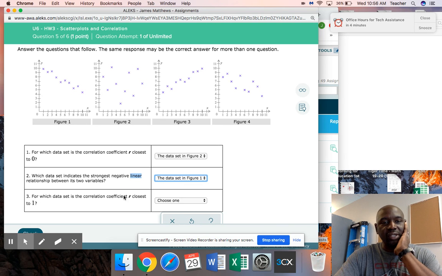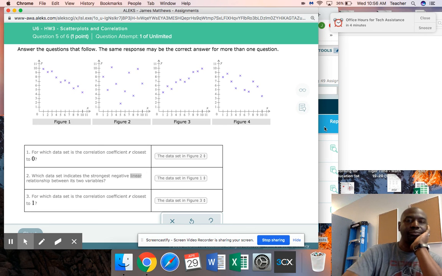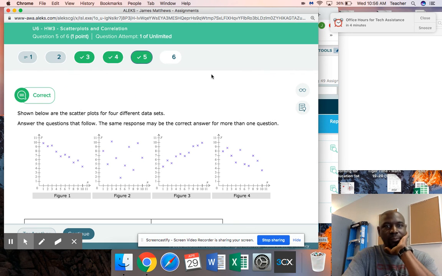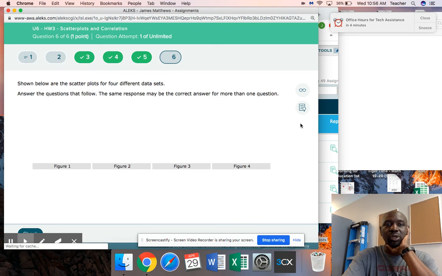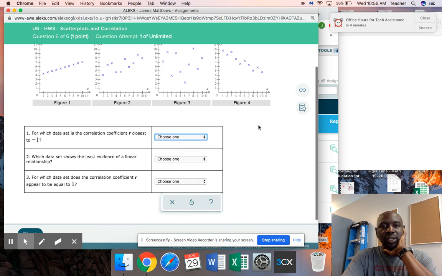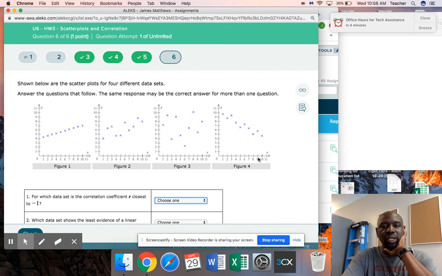And for which data set is the correlation coefficient closest to +1? Well, that's close to -1. That's not close to either of them. That's close to 0. This is close to +1, and that's negative, so that's not the case. I would say figure 3. There we go. Same thing for number 6. I think it's the same kind of question. I'm not going to do it, but let me confirm that it is, and it is. And we're done.